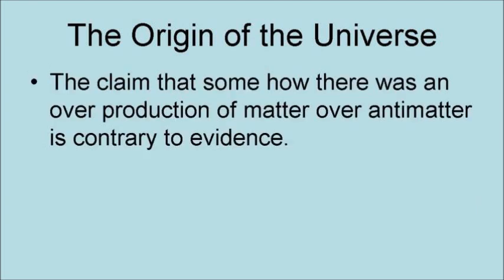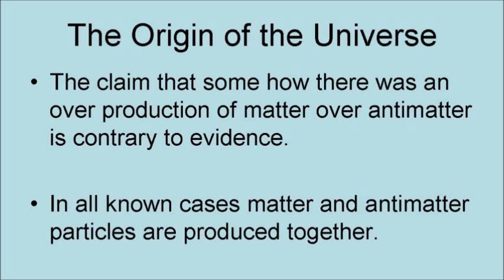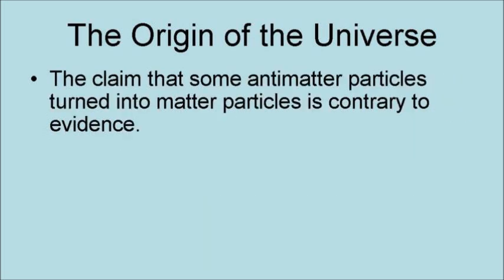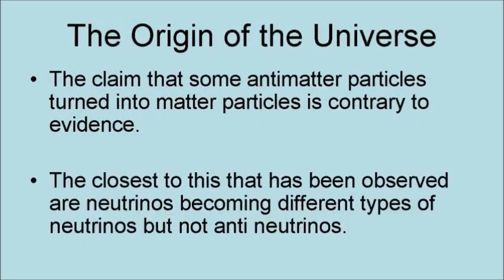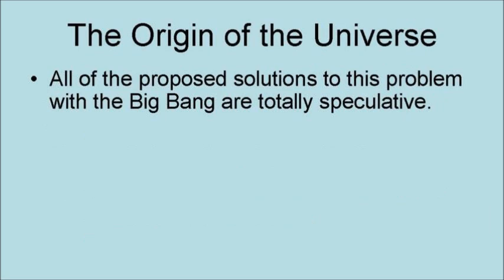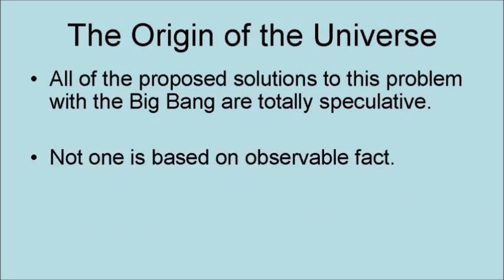The claim that somehow there was an overproduction of matter over antimatter is also contrary to evidence, because in all known cases, matter and antimatter particles are produced together. The claim that some antimatter particles turned into matter particles is also contrary to evidence. The closest to this that has been observed are neutrinos becoming different types of neutrinos, but not antineutrinos. So, all of these proposed solutions to this problem with the Big Bang are totally speculative. Not one is based on observable facts.